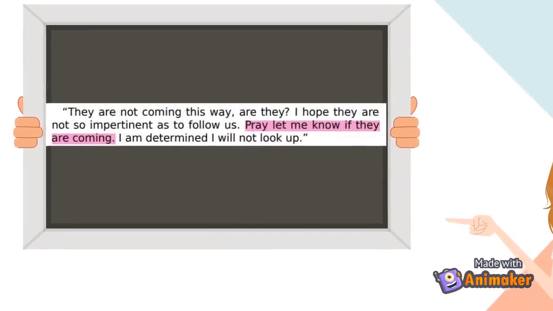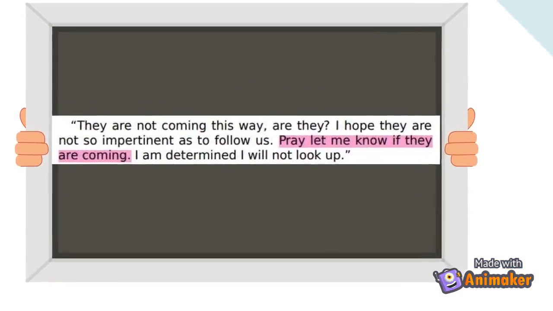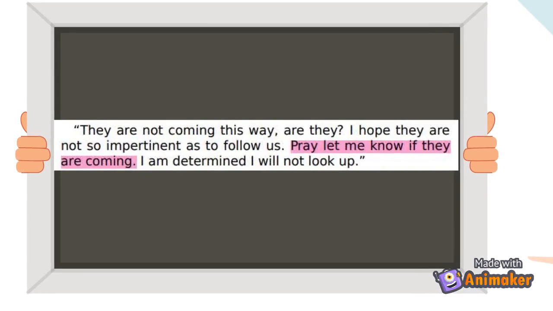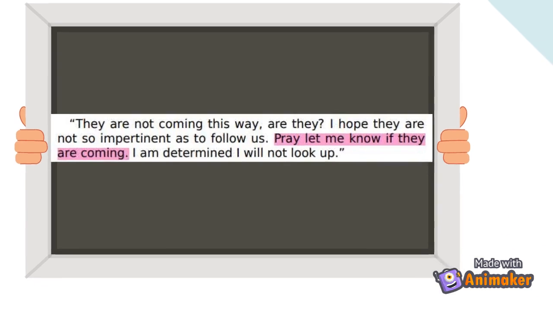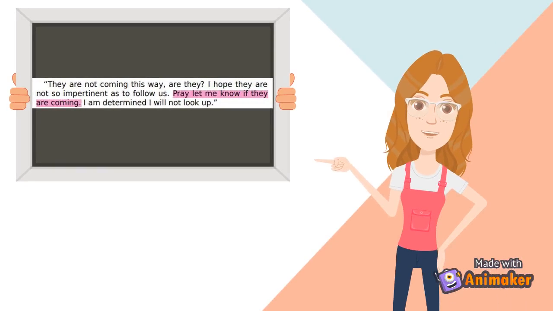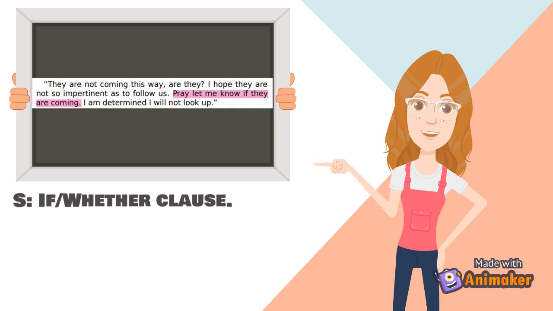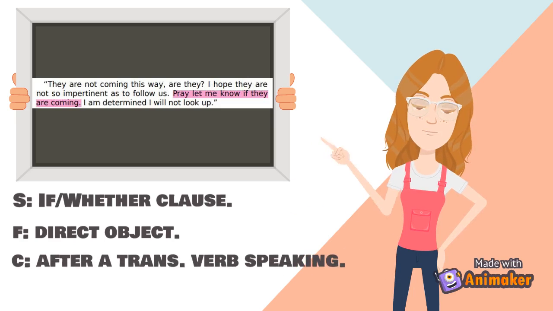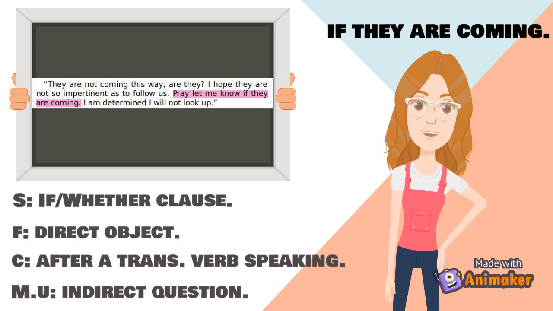Let's go with our second sentence, which says, "Pray let me know if they are coming." The question: is it a complex sentence? Yes, it is. Two subjects, two verbs, a subordinator, and a dependent clause. Right? The structure of our clause is an if/whether clause. Our function, direct object. Pray let me know. Let me know what? If they are coming. The context is after a transitive verb of speaking, and our main use is indirect question.